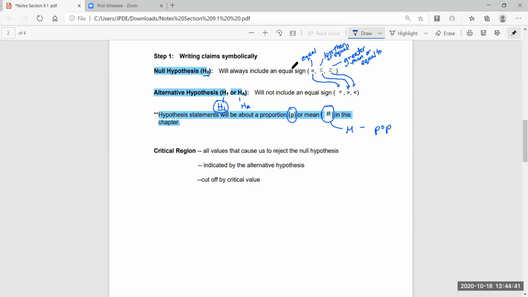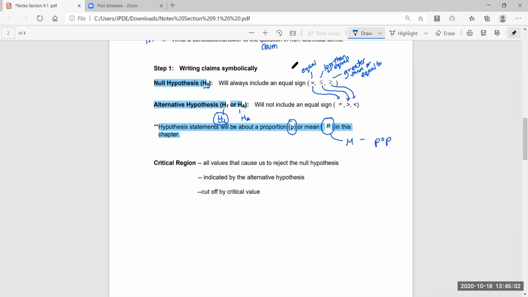You'll also notice we did chapter 8. Getting used to the new book. Chapter 8 had confidence intervals, and for confidence intervals, we did proportions and means. So you're going to find that for our hypothesis testing, we're doing proportions and means.